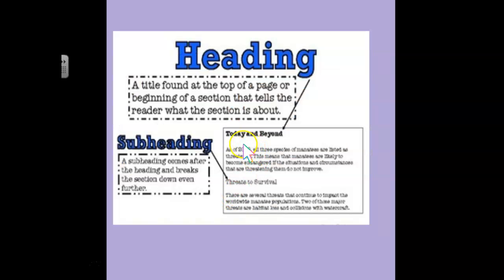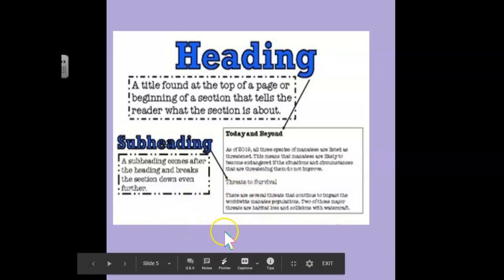So here's another example. Here's the heading at the top. It says Today and Beyond. All right, and it's talking about what's happening today and what's going to happen later on. And then here's a new subheading. All right, it's going to break down what's going to happen today and beyond even a little more further. So a little more in depth. That's your subheading.